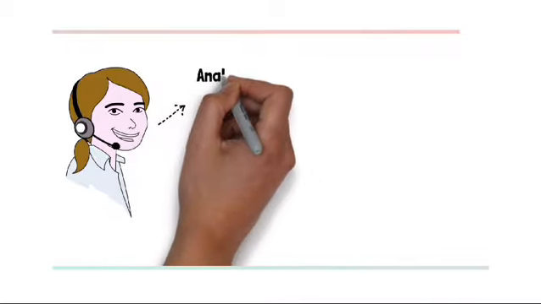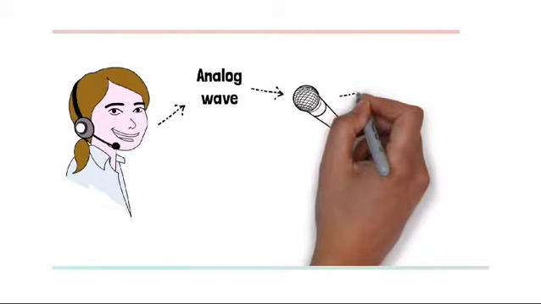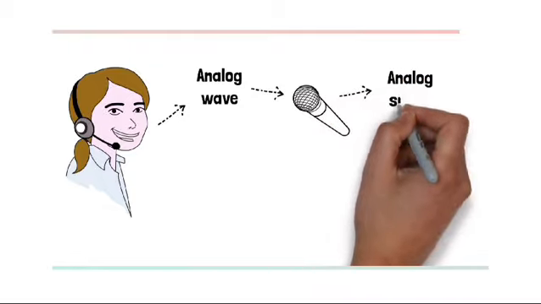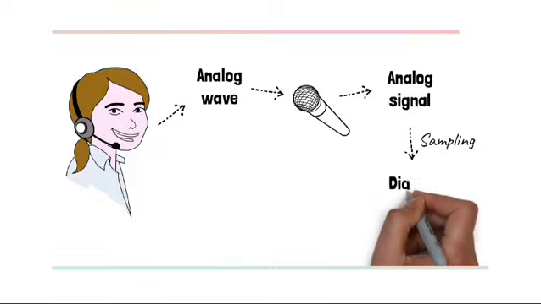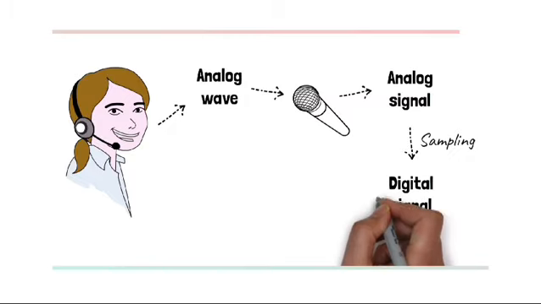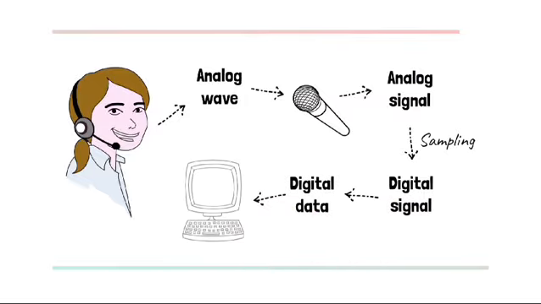When someone speaks, an analog wave is created in the air. The microphone captures the analog wave and converts it into an analog signal. It is then sampled and converted into a digital signal. Finally, it is converted to digital data and stored in the computer memory as zeros and ones.